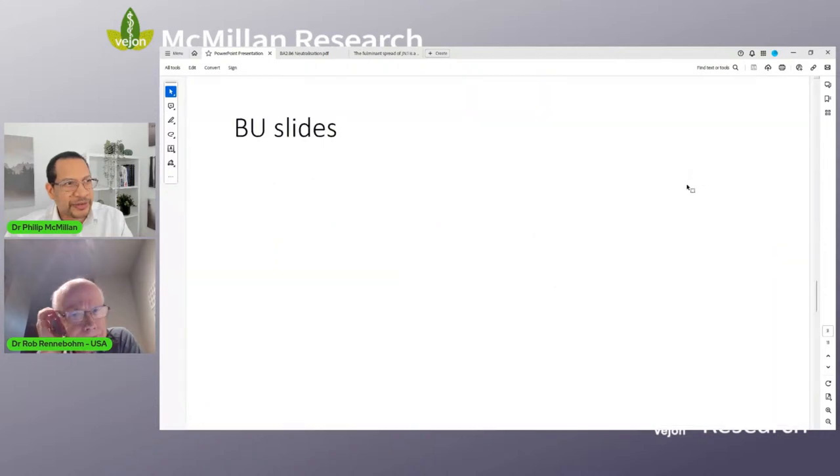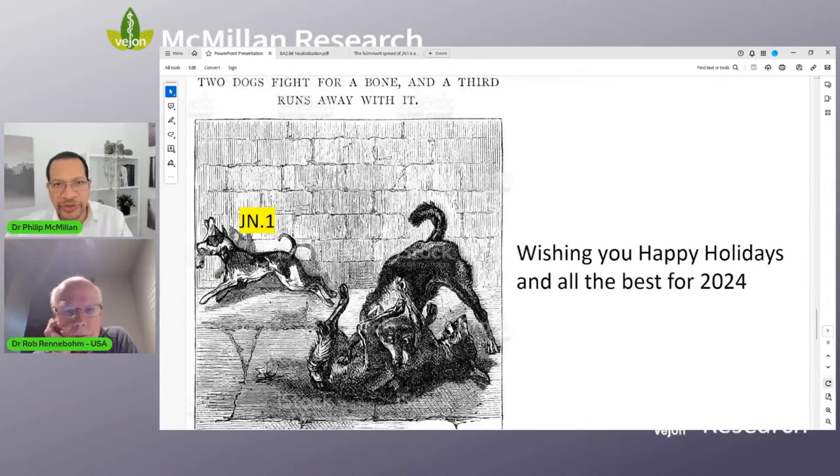And then the final slide was, well, this one was the dog with the bone. I think this one is pretty straightforward. So that's the essence of it, Rob.